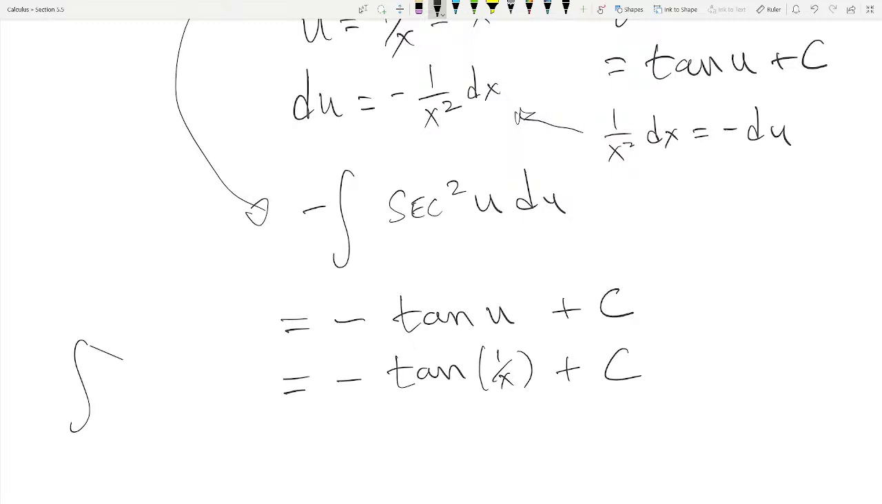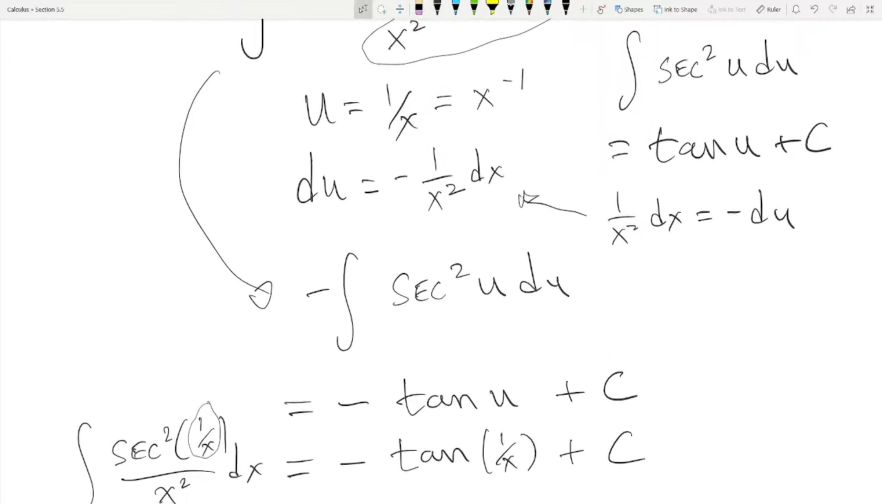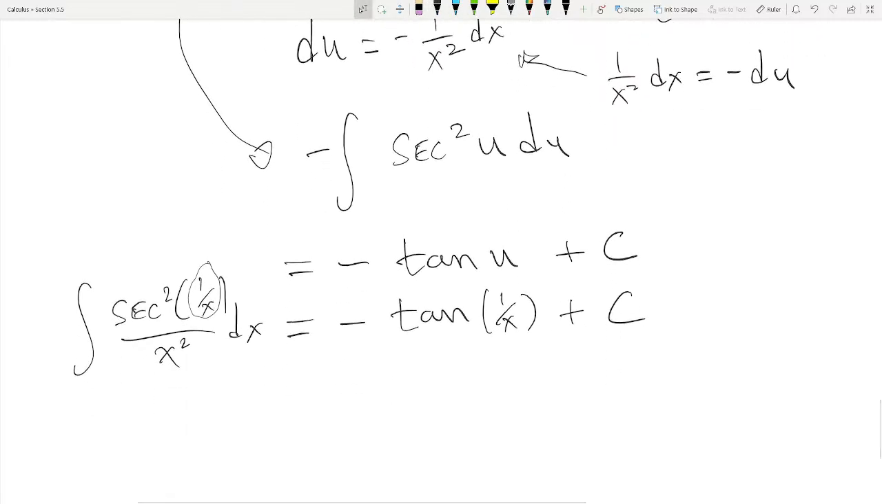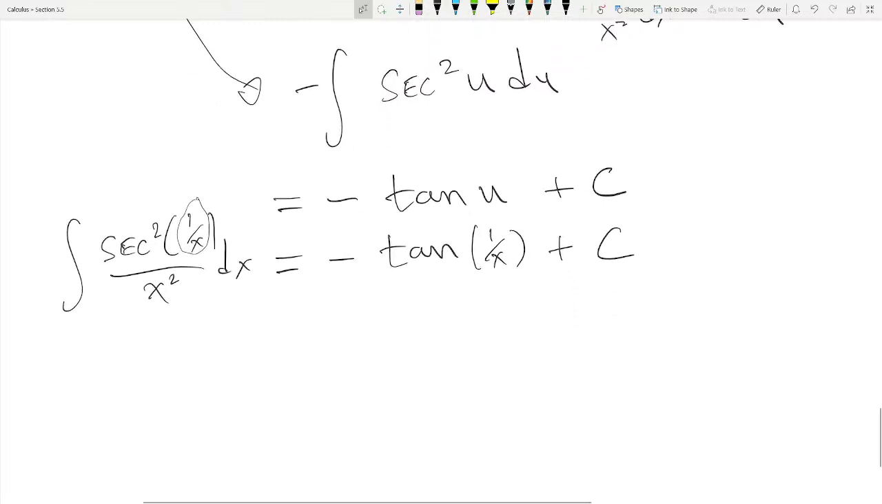So this nasty looking integral, secant squared of 1 over x squared dx, that's minus tangent 1 over x plus c. And look how rigged it is, folks. Look at that. They put the secant squared, and then whatever they had here, look at that. They put the derivative of it there so that when we did our u substitution, it was all ready to go. Look how rigged that thing is. That's rigged.